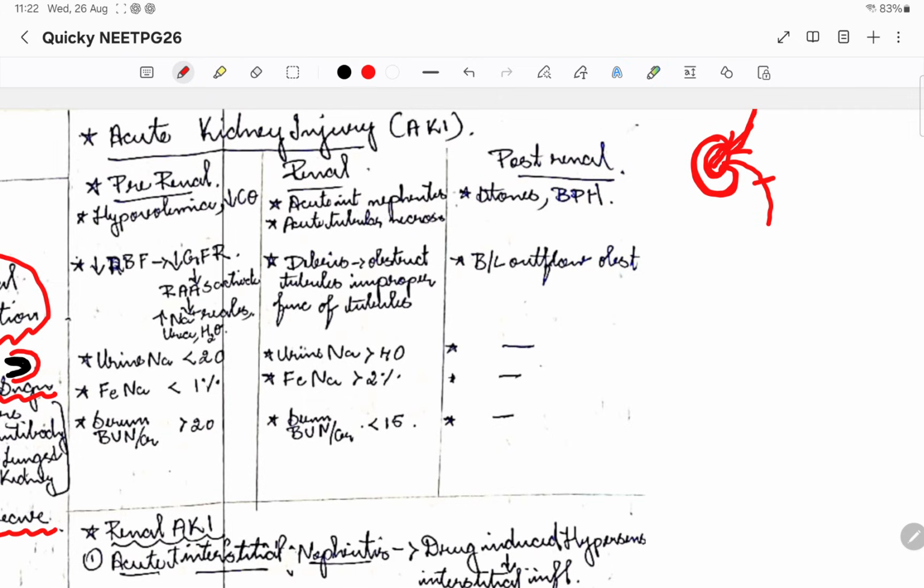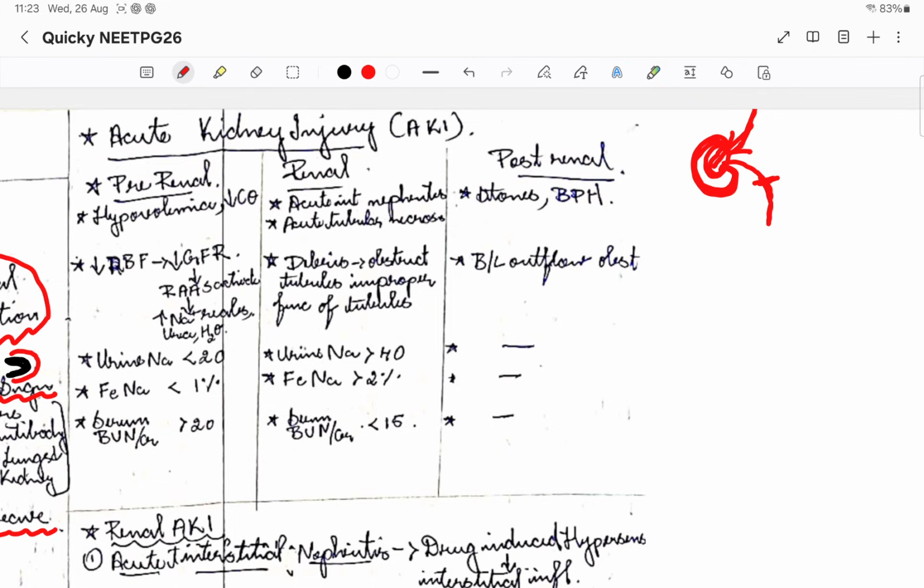And if there is a post-renal cause, meaning there is some obstruction happening, all the filtered fluid will be in the kidney because it is not getting excreted out. So that is why the kidney injury might have happened. So these are the acute causes of kidney injury. Okay, so that is why the name acute kidney injury.